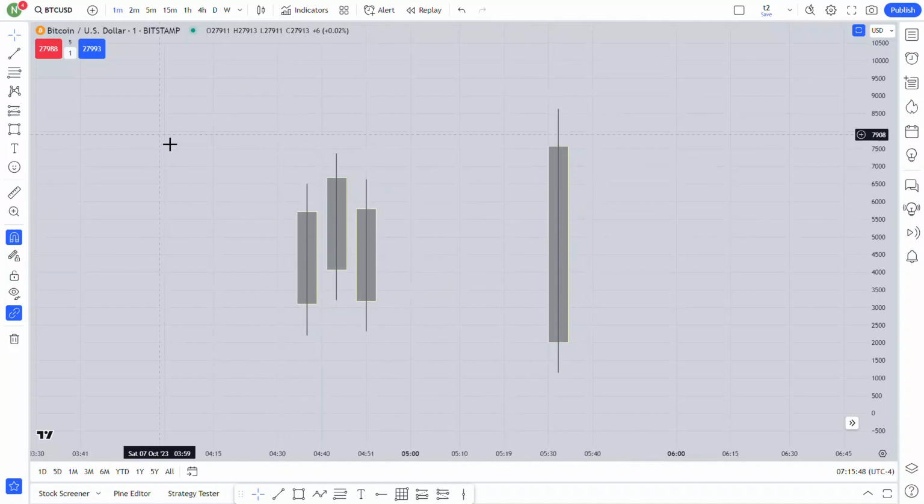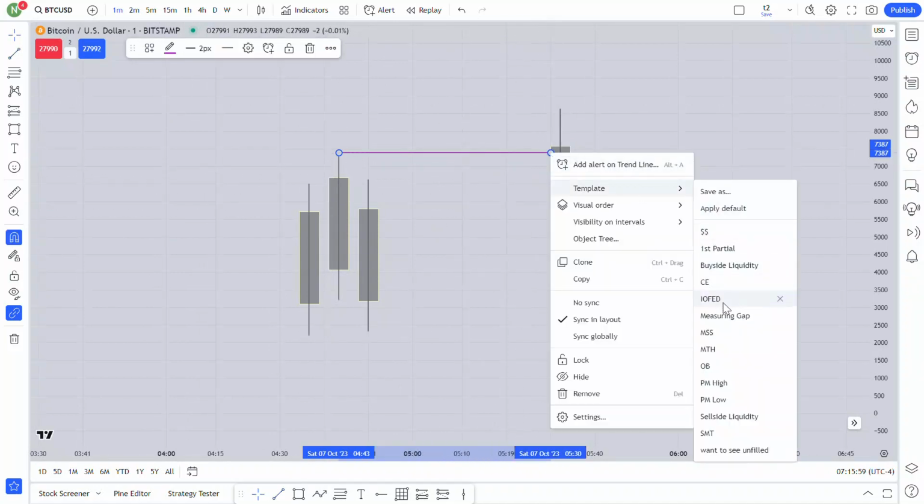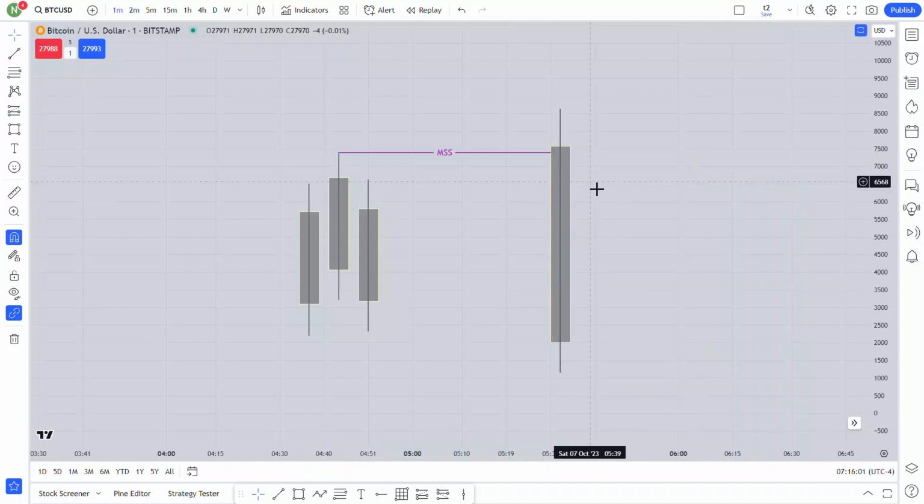Now you can ask me, brother, it has traded a fair value gap over here and now I get my market structure shift, what is next? The next thing is you will look at this candle: is there any fair value gap or not?